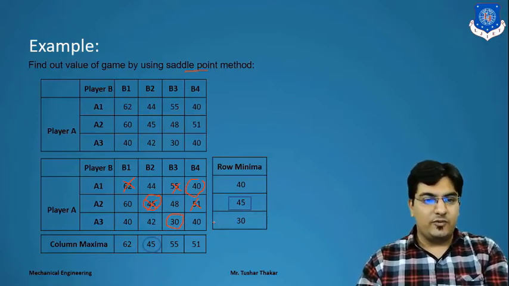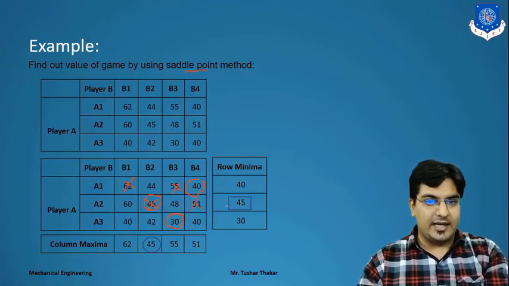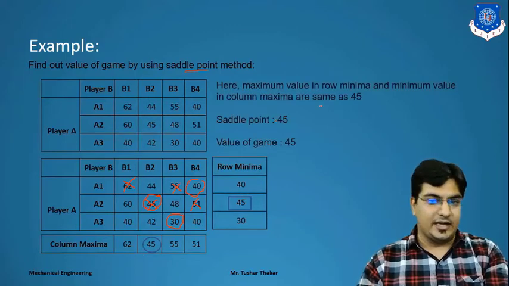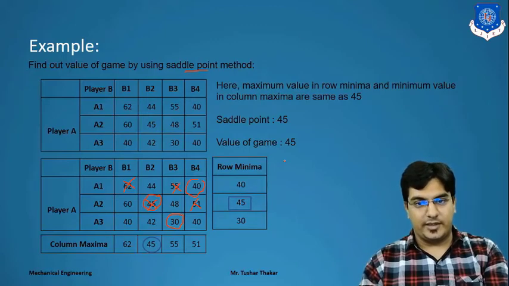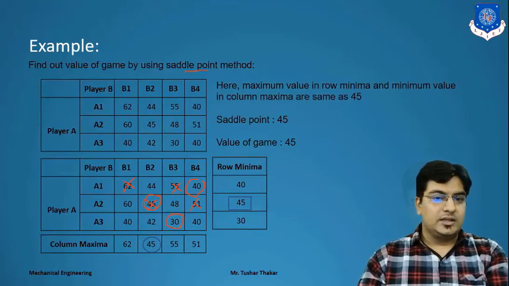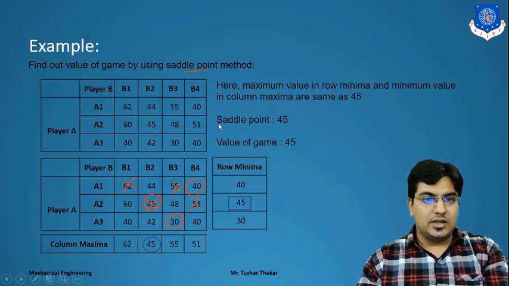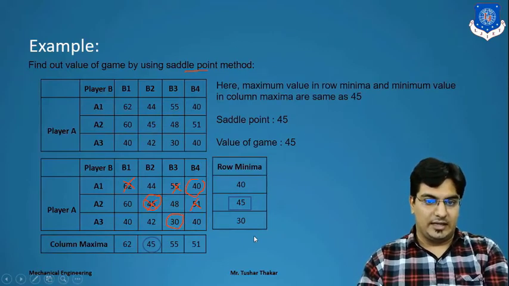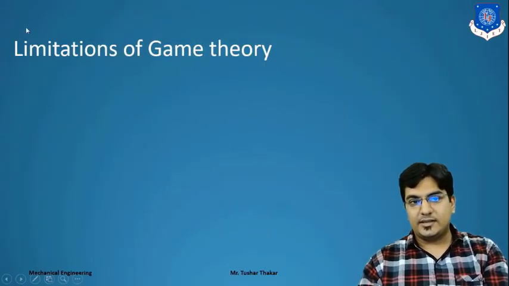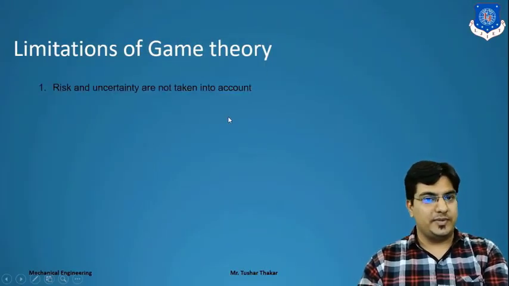So here the 45 appears as both a maxima and minima value, so that is known as the saddle point, and the value of the game is 45. So now it is clear how we find the saddle point and how we got the value of the game. Next we have to learn the limitations of game theory.